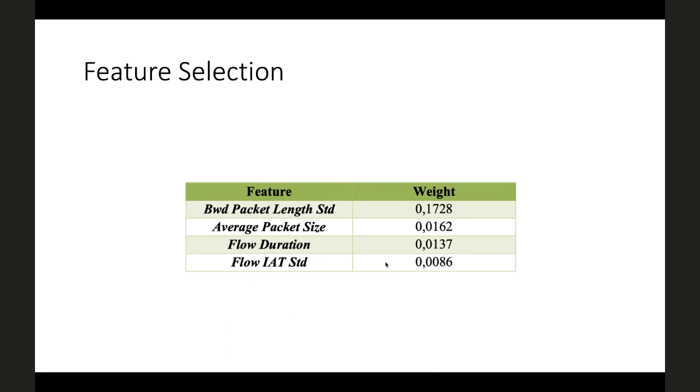The third attribute that we use is flow duration, which is the total duration of the flow. And the last is flow IAT standard, the value of the inter-arrival time of the flow.